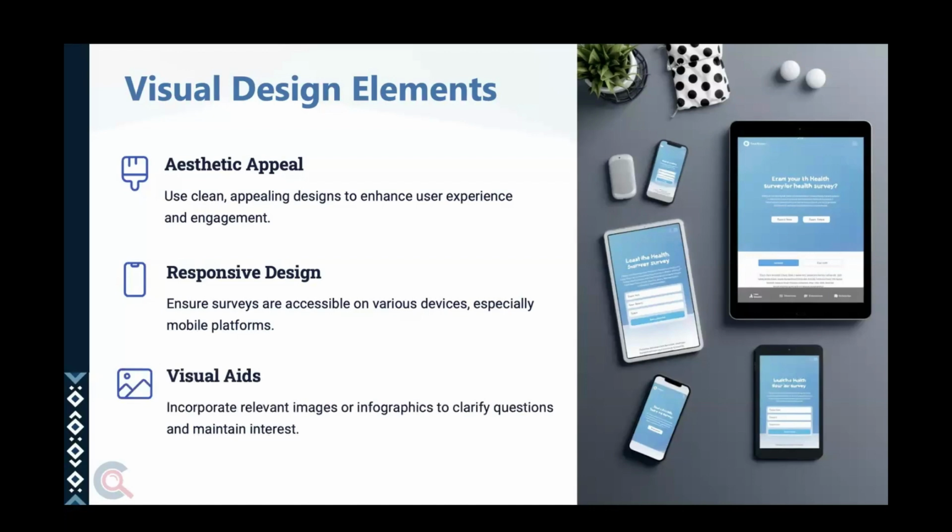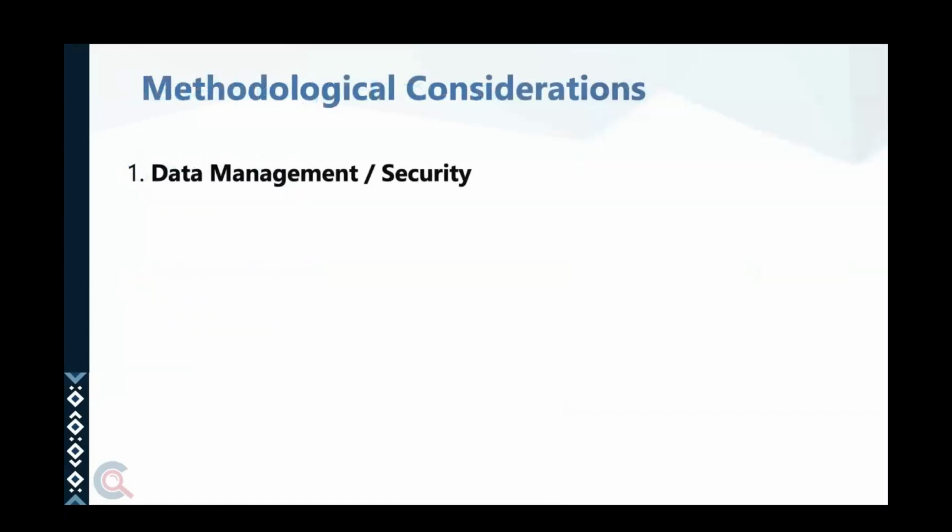The last component of visual design is to include visual aids. They really help. Sometimes if you have images or infographics that will help clarify your question better, try to use them, but don't overuse them because they can make the questionnaire really lengthy and difficult for the readers to go through. So let's now look at some methodological considerations that are very key for designing effective online surveys.